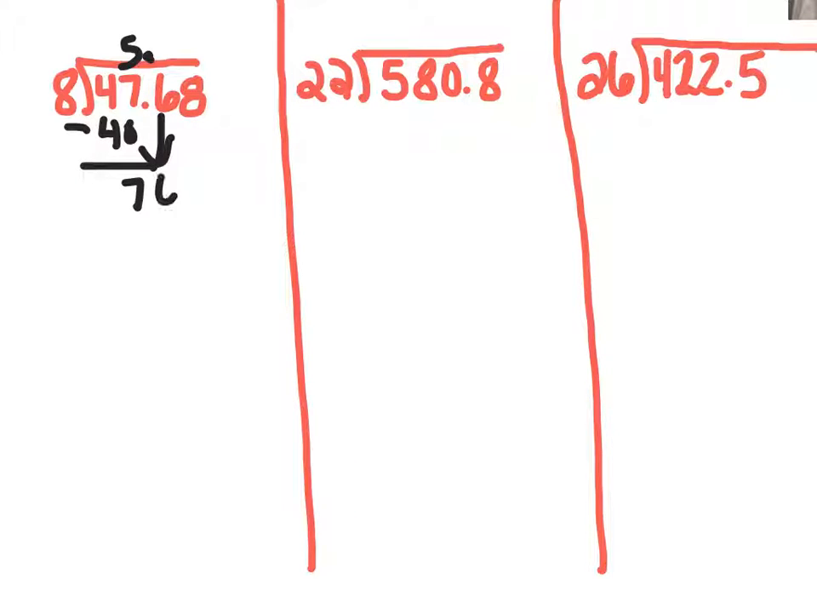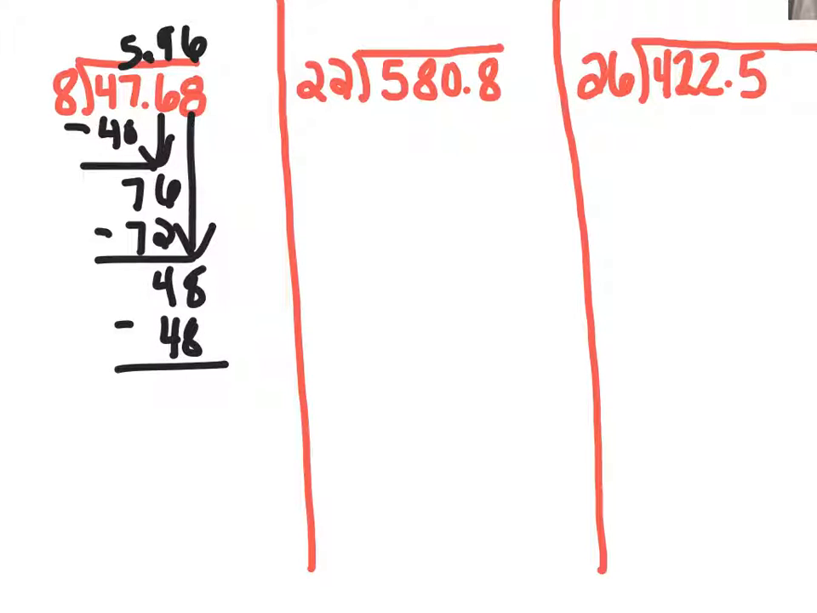Now I can bring down the 6. 8 is now able to divide 76 9 times. 9 times 8 is 72. Subtract, and we get 4. Bring down the 8. 8 will go into 48 6 times. 6 times 8 is 48. I have 0, and now I know I can end the problem, and the answer is 5 and 96/100.